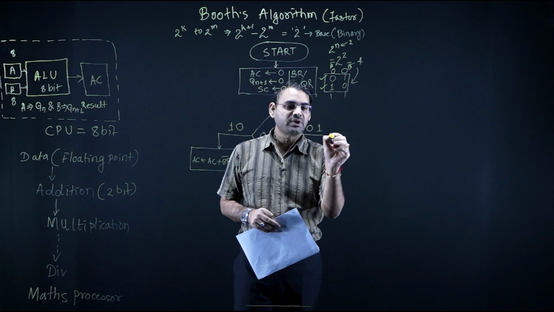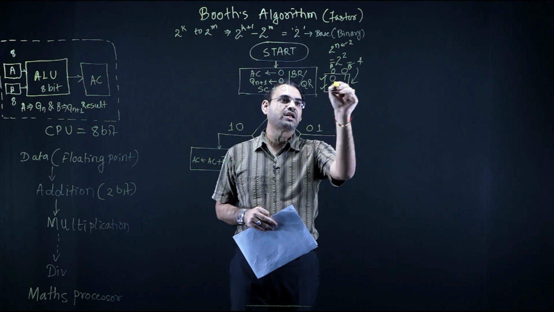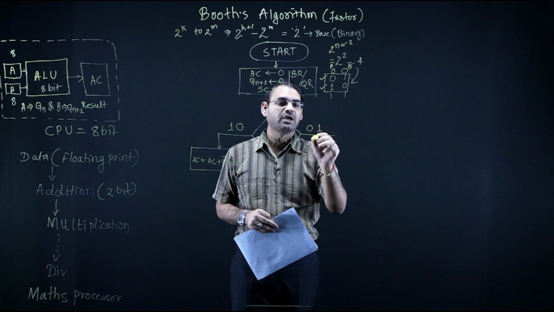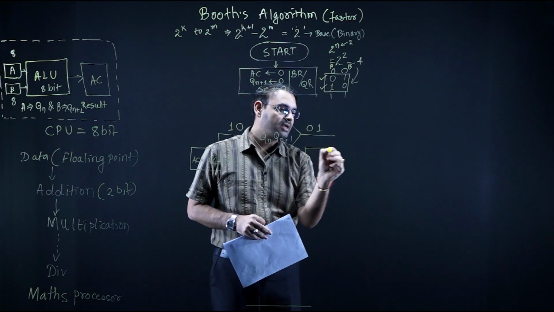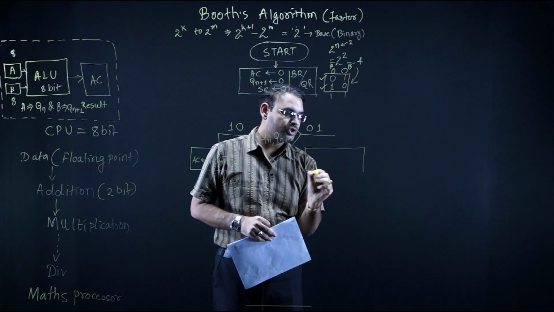The next different combination, other than 1 0, is 0 1. If this second combination comes, then my operation will be performed simply in a positive manner.